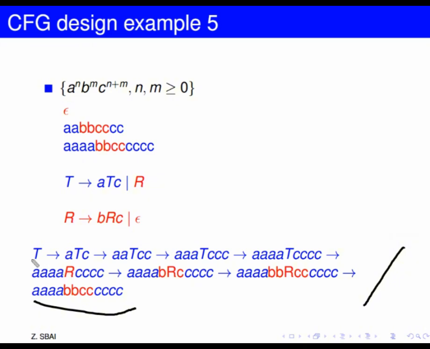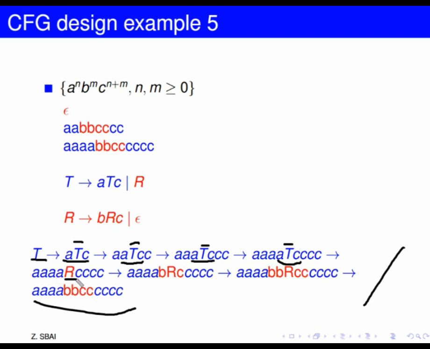So we can apply the rules to find a derivation for this string. We may write first T is substituted by aTc, then the T in the middle is substituted by aTc, and then the T in the middle again is substituted by aTc, and this T will be substituted by aTc. Now we have the 4 A's there and the 4 C's at the end there, so the T in the middle will lead to R.